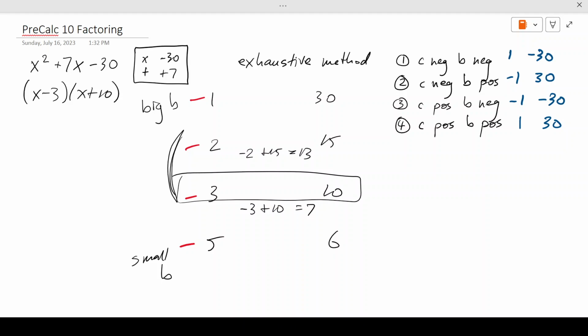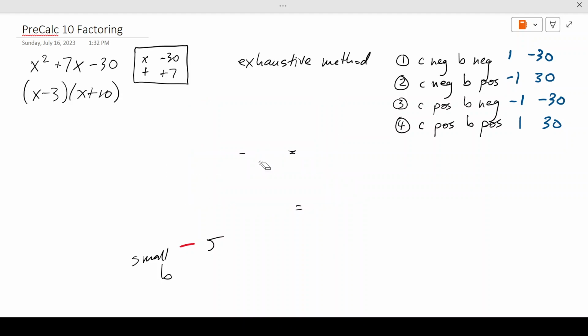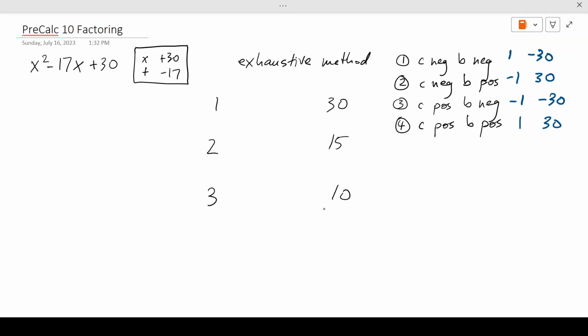Okay, let's do another example here. The third one was x squared minus 17x plus 30. So I wanted to find two numbers that multiply to +30 and add to -17. Once again, 1 and 30 are two numbers that multiply to 30. 2 and 15 are two other numbers that multiply to 30. 3 and 10, and 5 and 6 to round off the list.